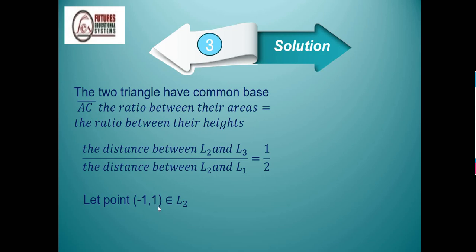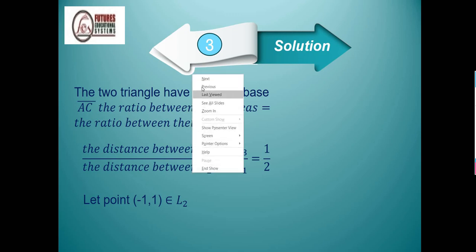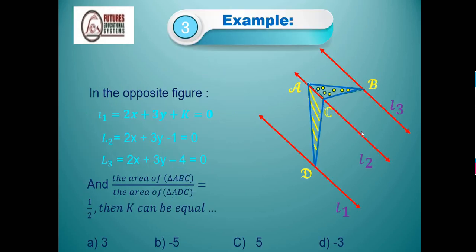Let the points -1 and 1 belong to L2. And we know the distance between L2 and L3 is half the distance between L2 and L1.